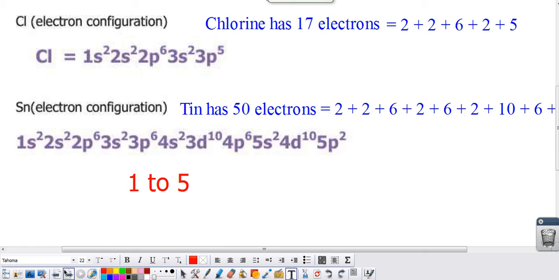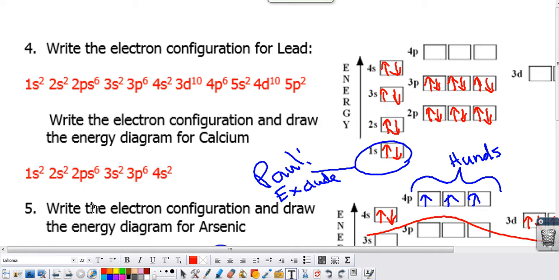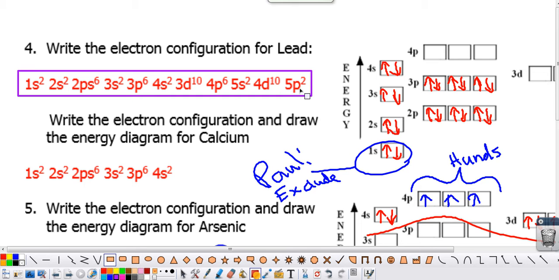Here's lead... Oh wait, this is not the energy diagram for lead. This is just lead. Sorry, I got excited. So this is just the configuration for lead, 1s, 2s. It ends at 5p2 because lead has 82 electrons.